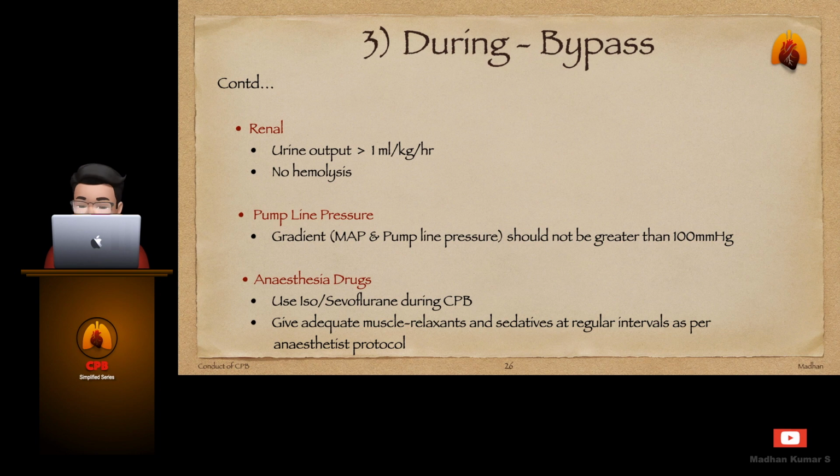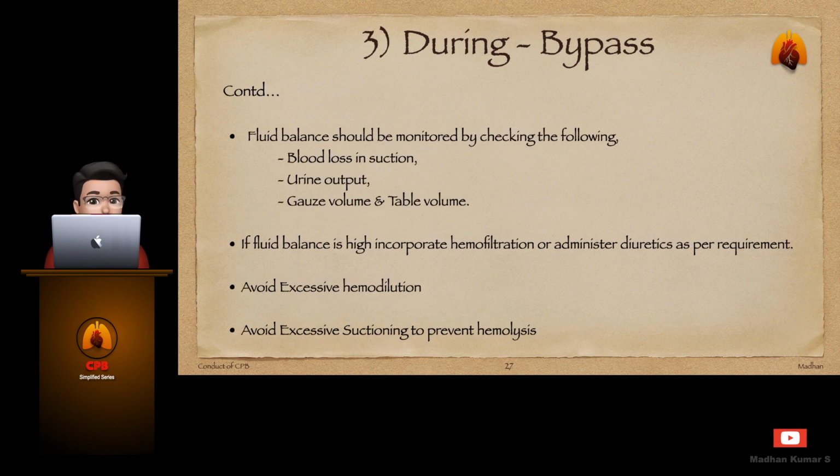Use isoflurane and sevoflurane during CPB if required. Give adequate muscle relaxants and sedatives at regular intervals as per your anesthetist protocol. The fluid balance should be monitored by checking the blood loss in the suction, gauze volume and table volume. Monitor the urine output also. If the fluid balance is high, add hemofilter or administer diuretics as per the requirement. Avoid excessive hemodilution. Avoid excessive suctioning to prevent hemolysis.